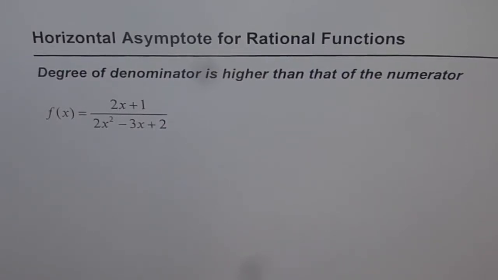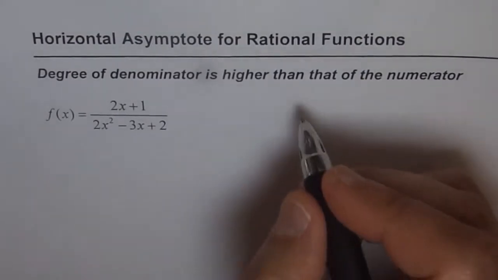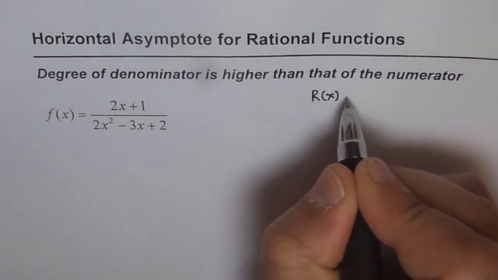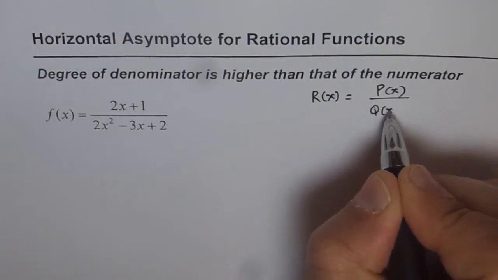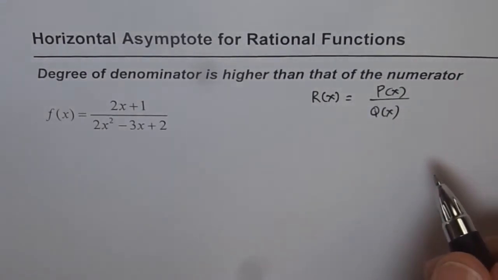Horizontal asymptote for rational function. So we are considering the three cases of horizontal asymptotes for a rational function. As you know, a rational function is of the form p over q, right? So we can write this as p(x) over q(x), where both p and q are polynomials.